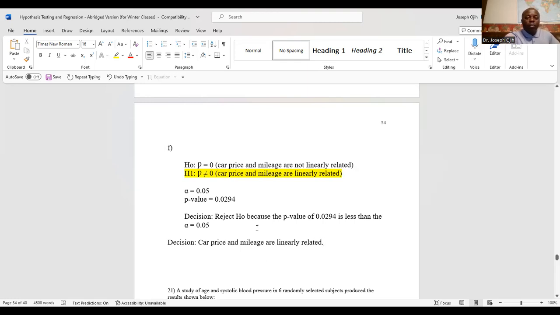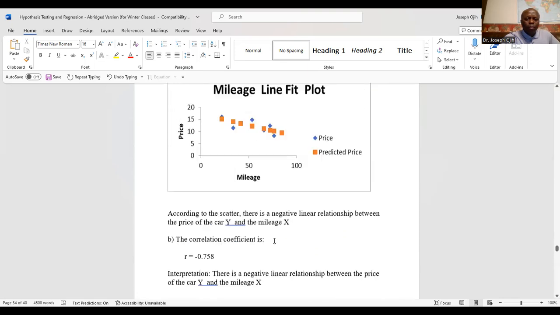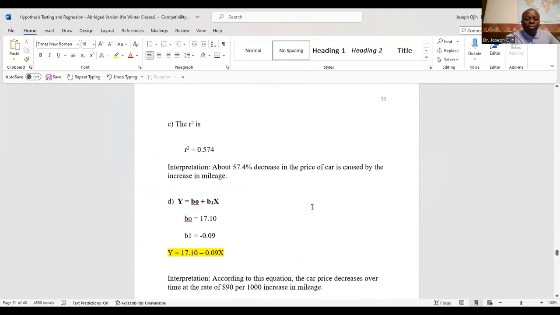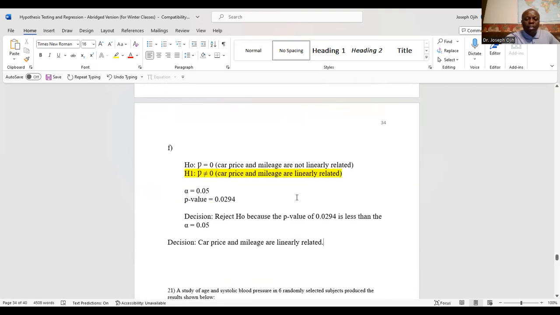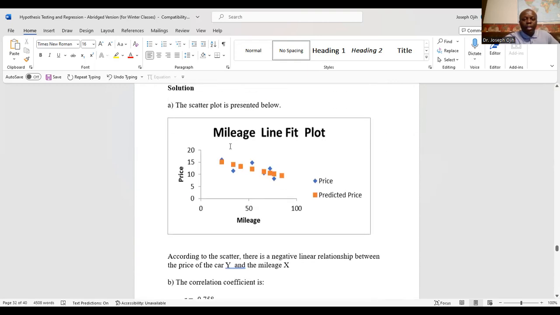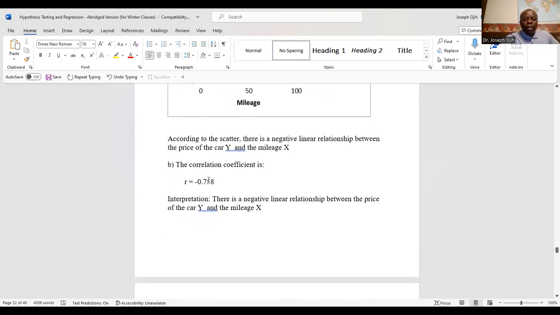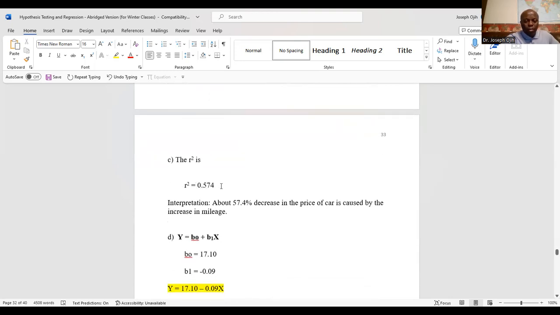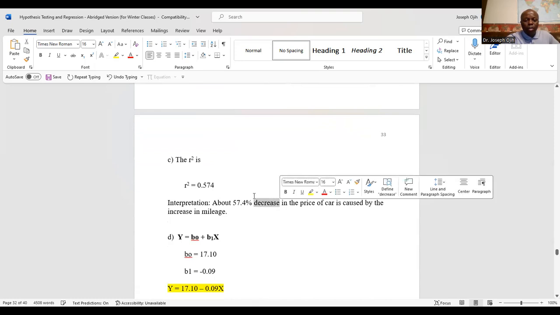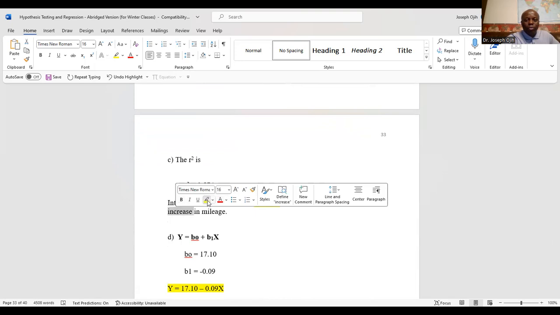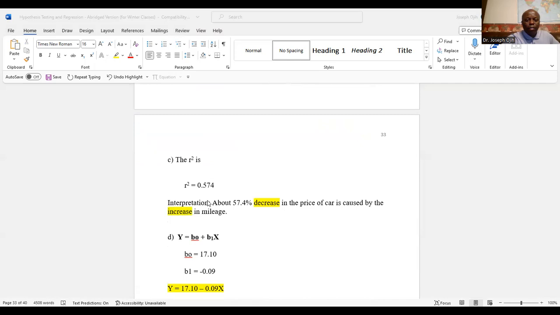If you look at the question, it says, is there a relationship between mileage and car price? Yes, there is a relationship between them since they are linearly related. From the beginning, the scatter plot showed us that there is a negative relationship between the two of them, and our R says the same thing, telling us the kind of relationship they have.